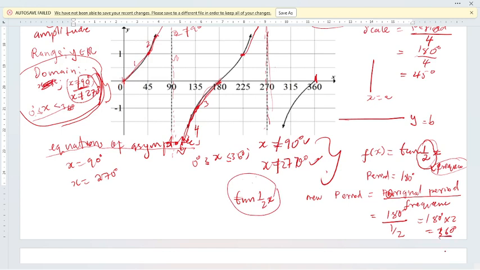But you must start from the original. So for grade 11 and 12, if they put something before the angle, that is the frequency. So it's going to change the period of the graph. So if the question comes to say what is the period of tan half of x, there is a change in the frequency, so our period changes.